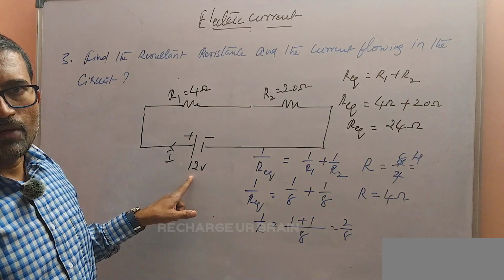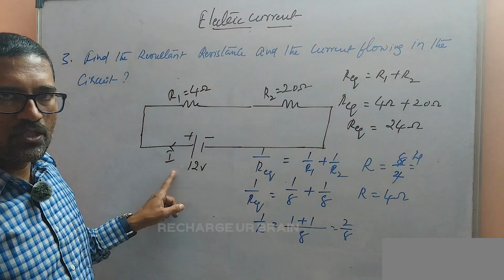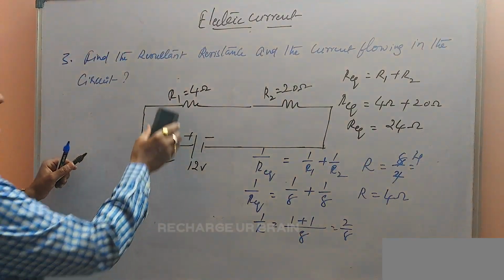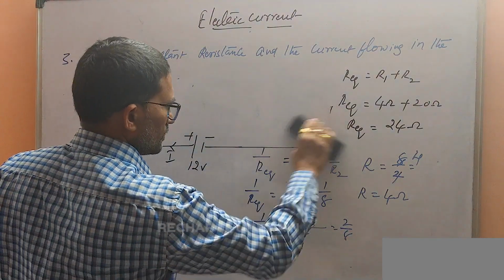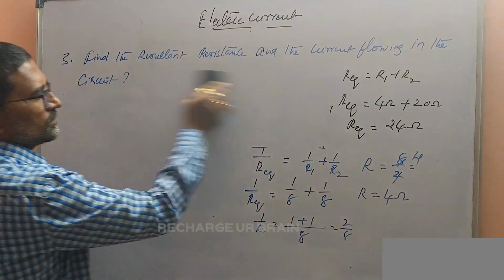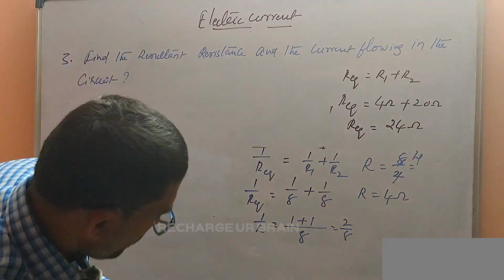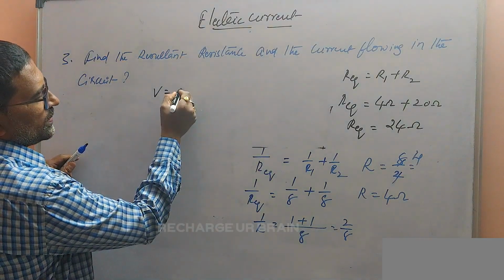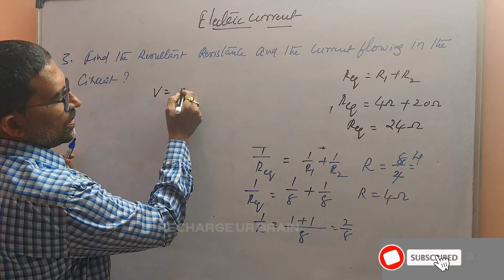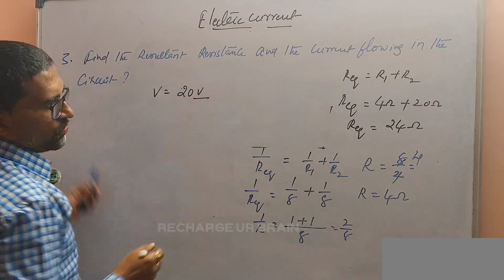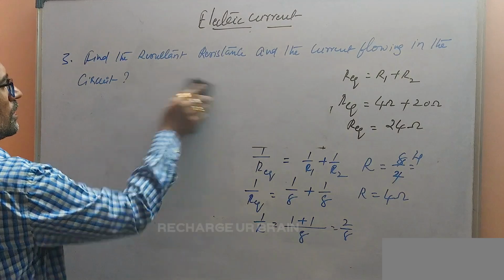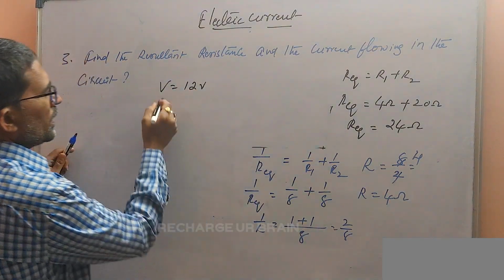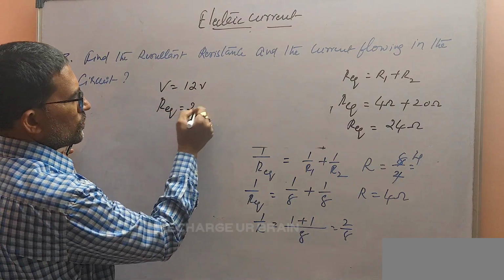We already have the voltage value given as 12 volt. Then you have to find out the current. Now we can use the formula. I will erase this. Now the voltage given is how many volt? I hope 12 volt, sorry. V is equal to 12 volt. Now R equivalent, how much did you get? The total resistance in the circuit is 24 ohm.